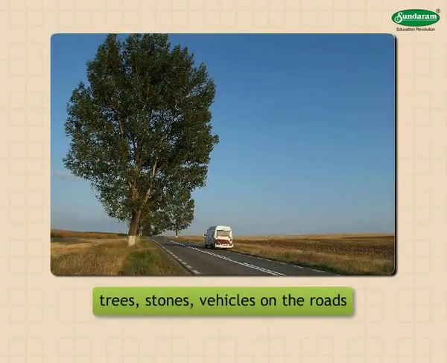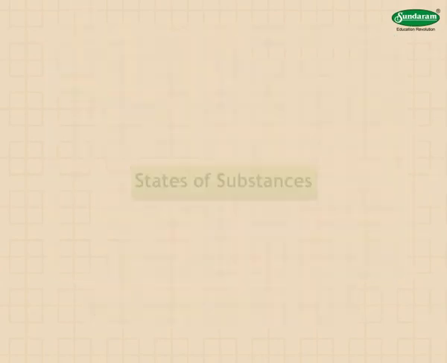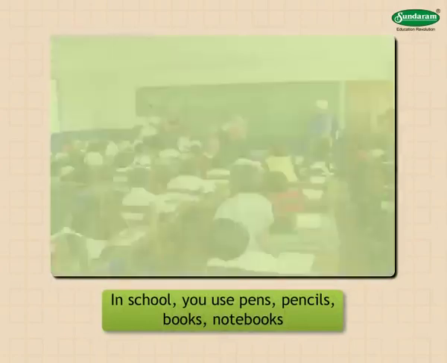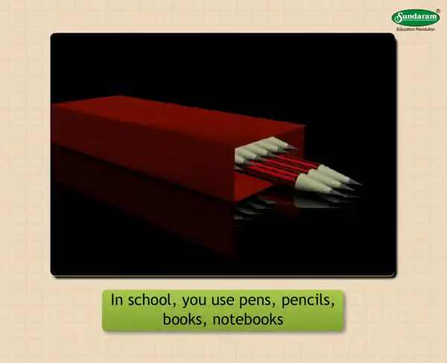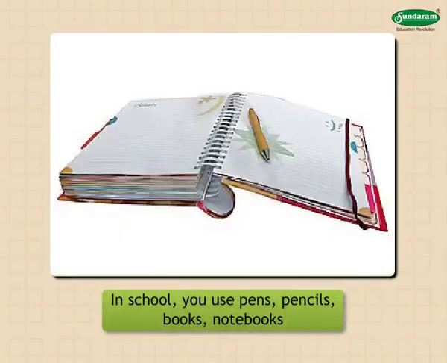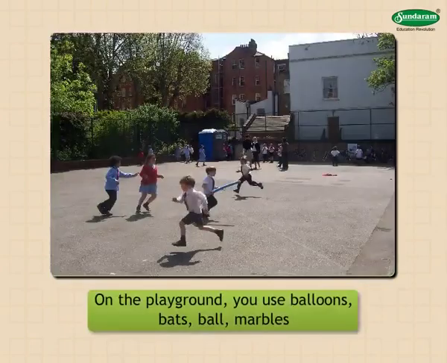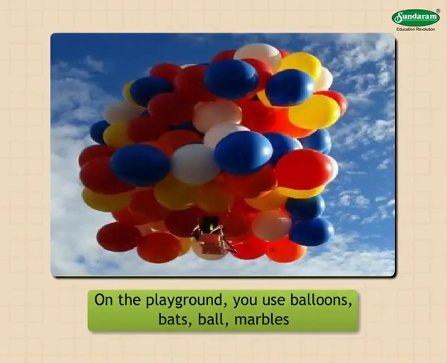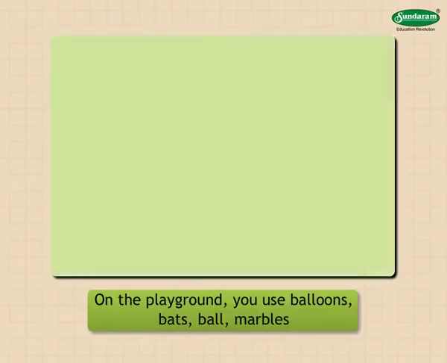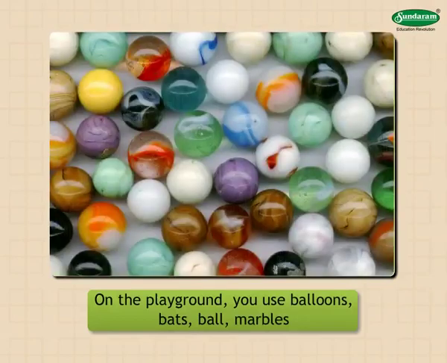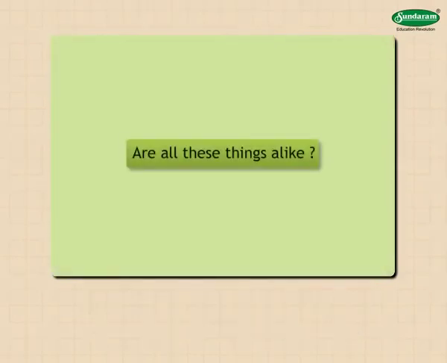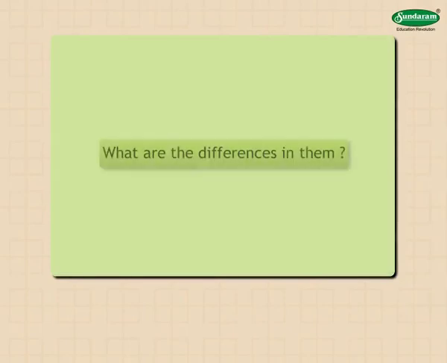We see trees, stones, vehicles on the roads. States of substances. In school, you use pens, pencils, books, notebooks, etc. On the playground, you use balloons, bats, ball, marbles, etc. Are all these things alike? What are the differences in them?